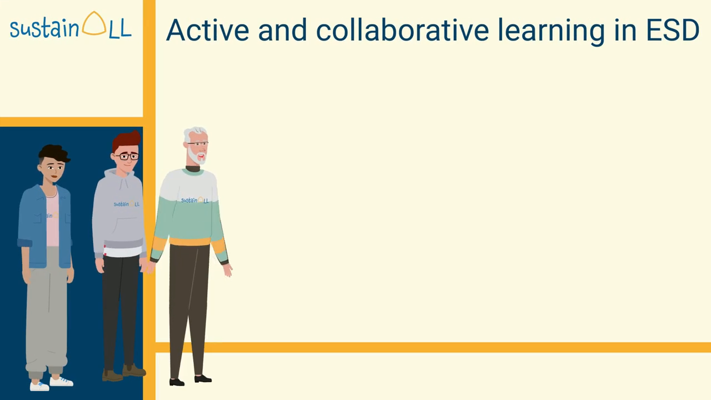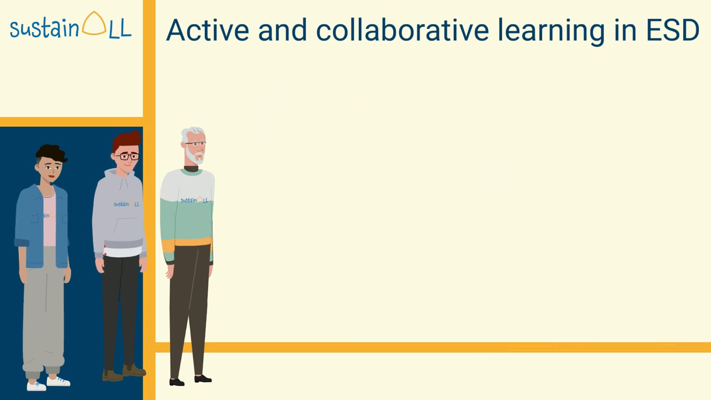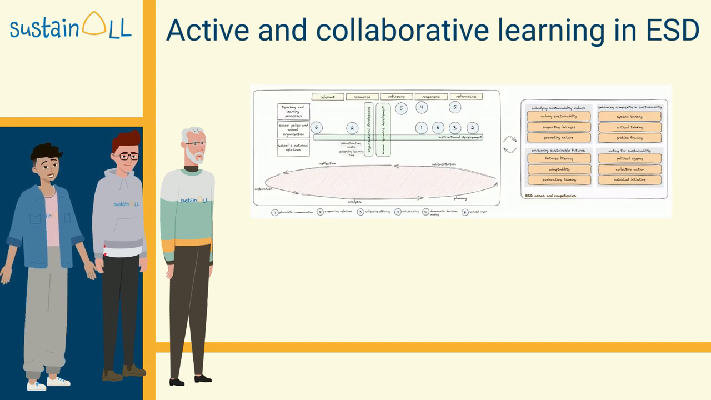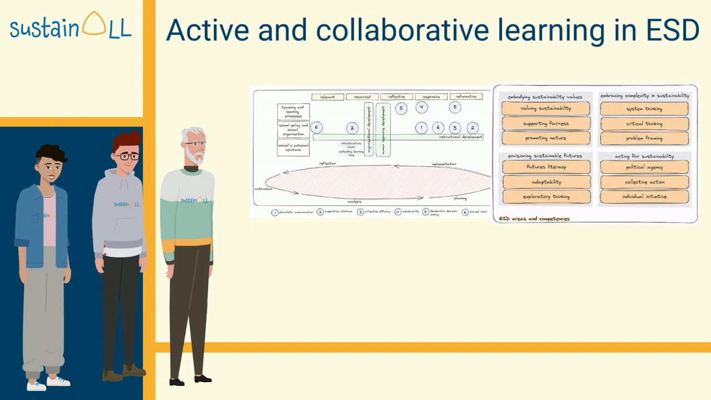Active and collaborative learning are an essential element of Sustainable Development Goal number 4, namely, quality education. For sure, the SustainALL schools have adopted these relevant models, methods and activities. But are there also specific aspects for active and collaborative learning in ESD? Let us take the SustainALL model. Active and collaborative learning is implicitly and explicitly included. Active and collaborative learning are key elements in focusing on teaching and learning processes, curriculum development, and ESD competencies.